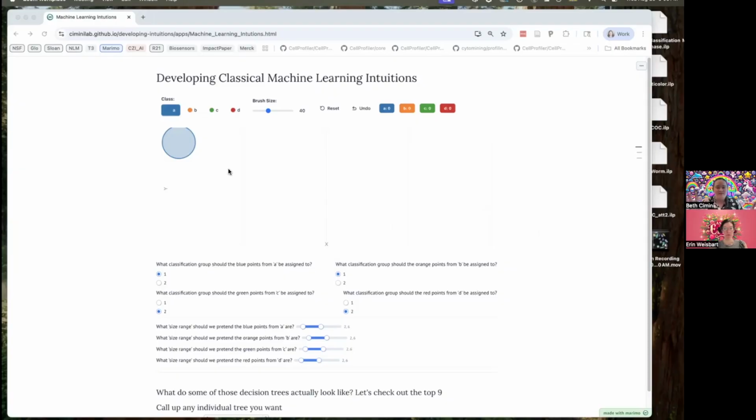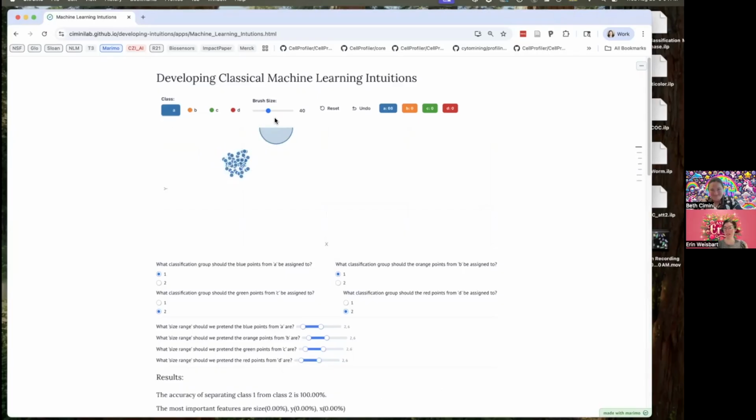So I have this cool notebook that is based on a plotting library that actually allows you to draw in some data. And so I'm going to draw in some data now that we can use to make two classes and see how a random forest works. I like this. Draw your own data. Easiest way to figure it out, right? Yeah, use your powers for good.